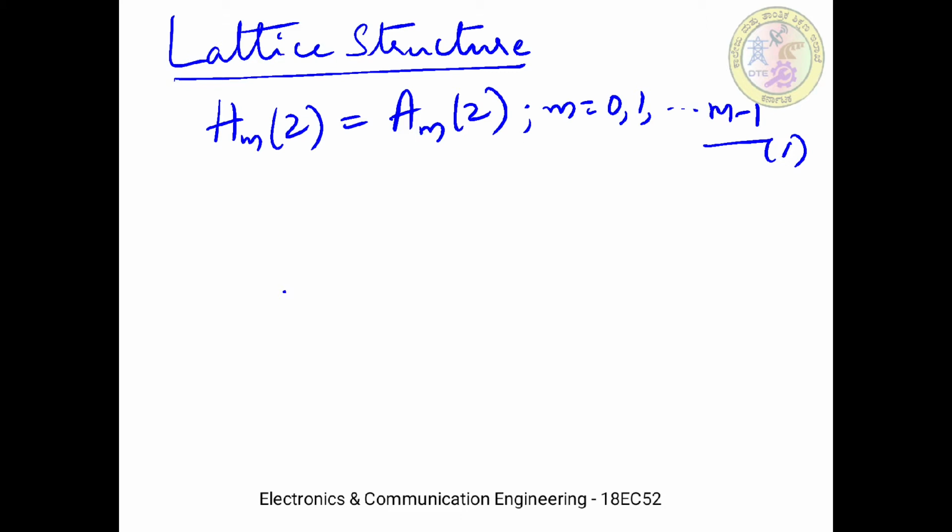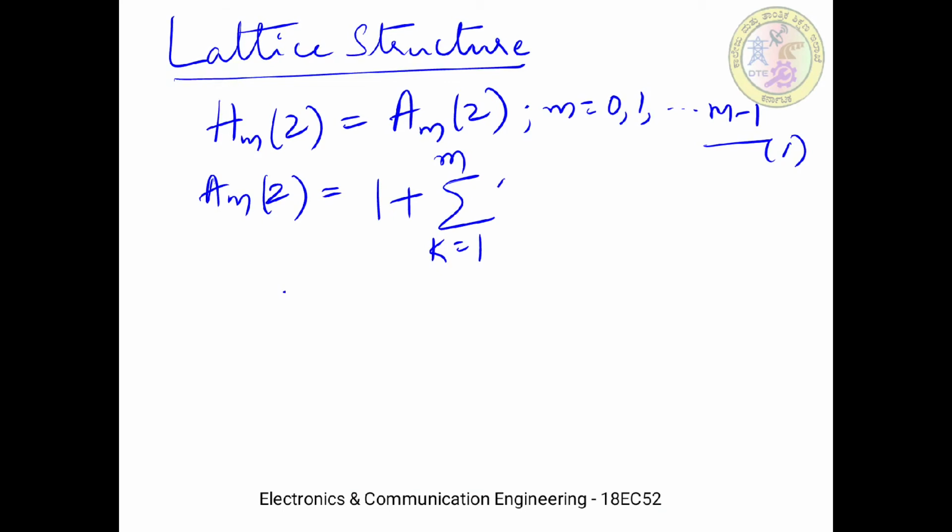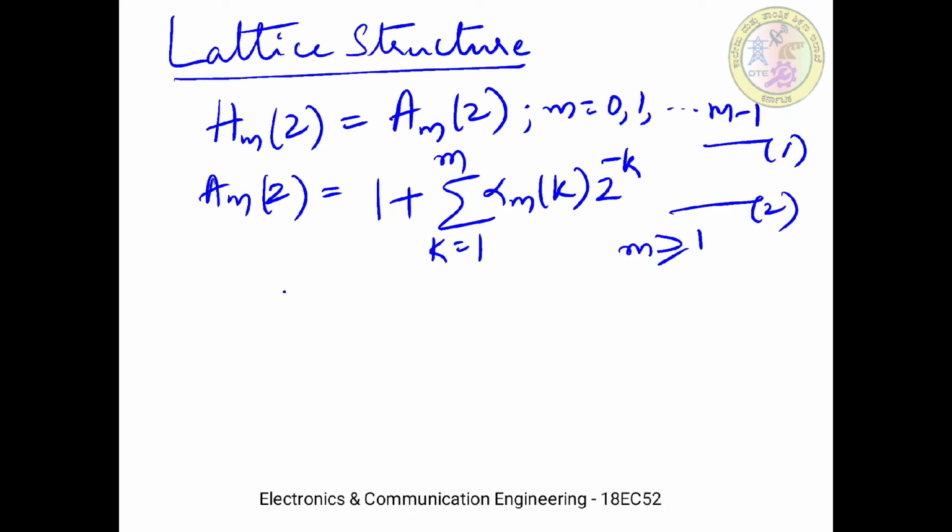Now here A_m(z) is a polynomial and it is given by A_m(z) equal to 1 plus summation k equal to 1 to m of alpha_m(k) into z to the power of minus k. Call this equation 2, and always here m is greater than or equal to 1. In this realization the value of A_0(z) is always equal to 1.